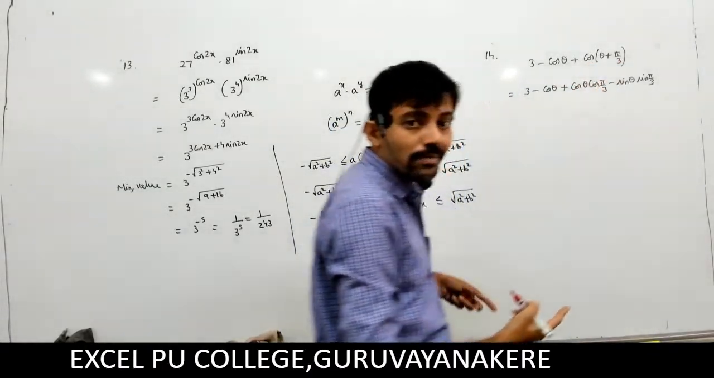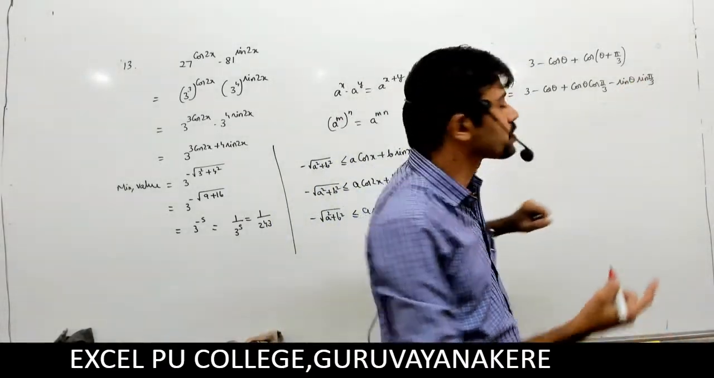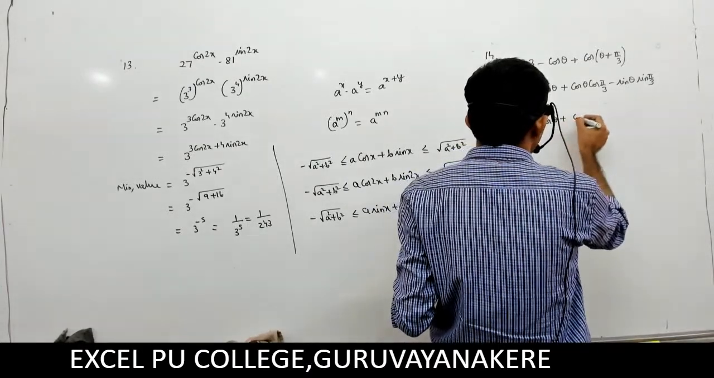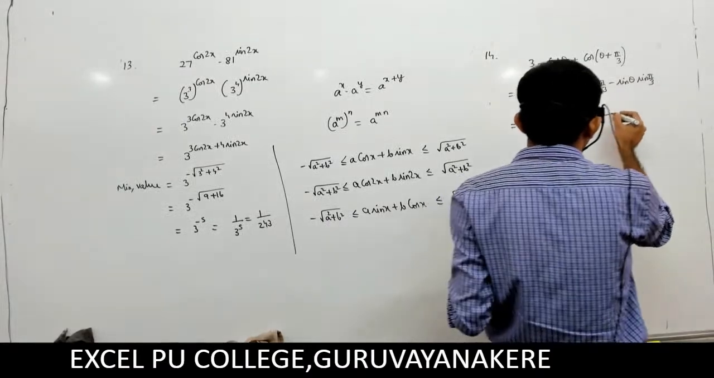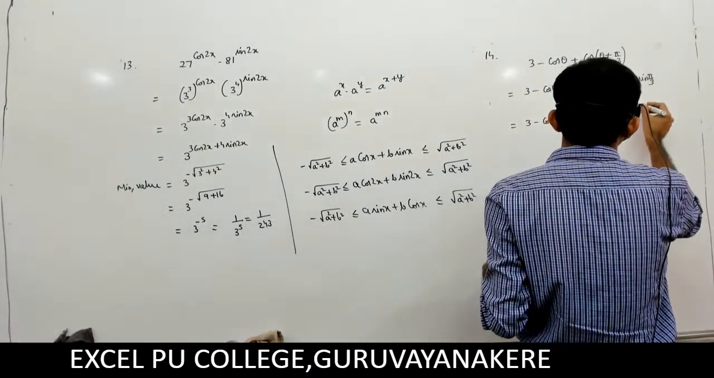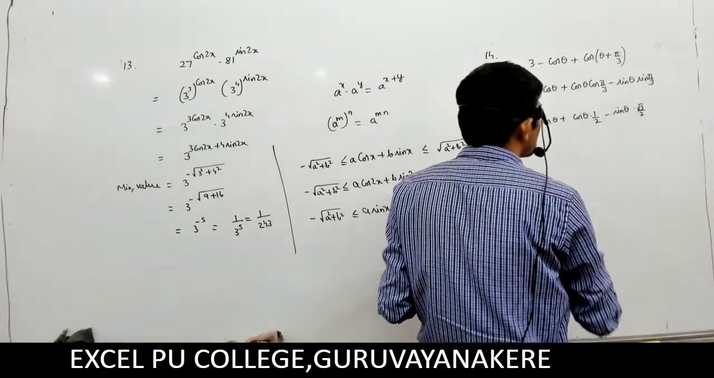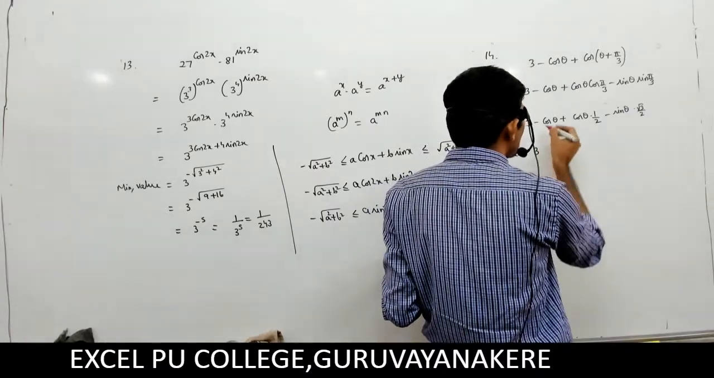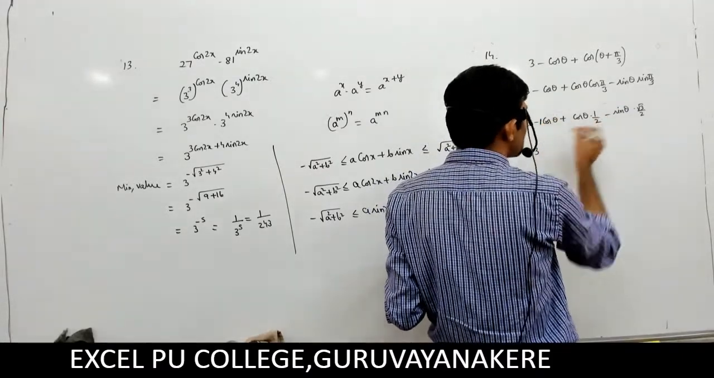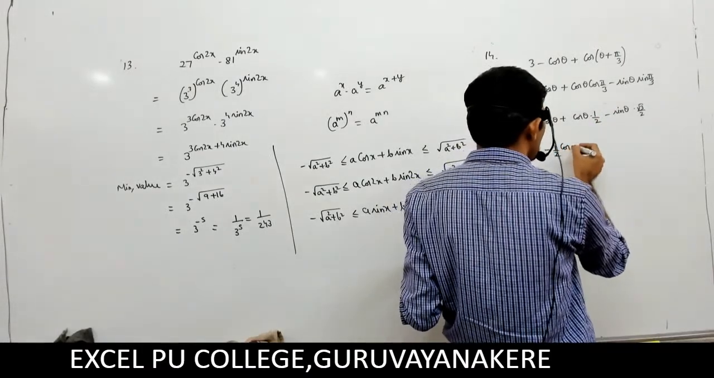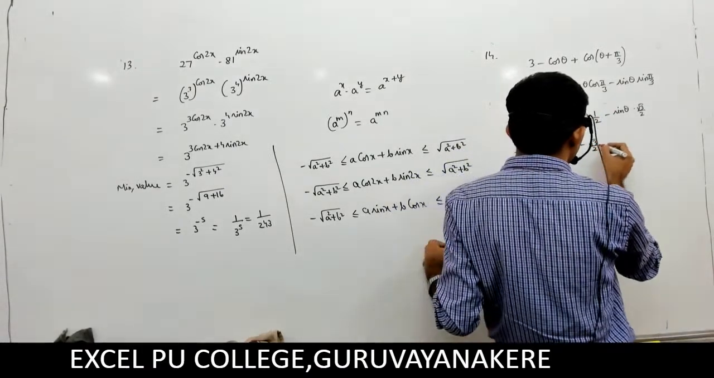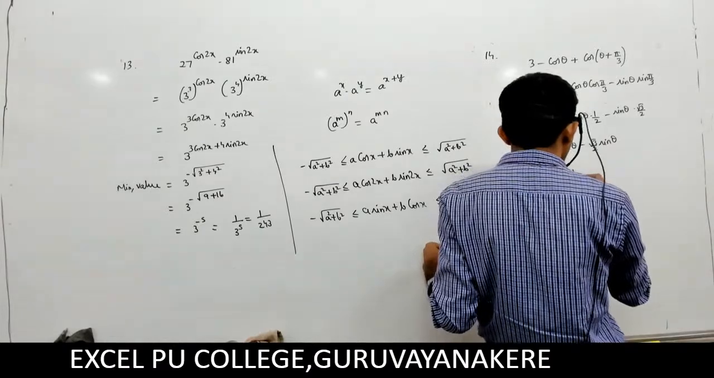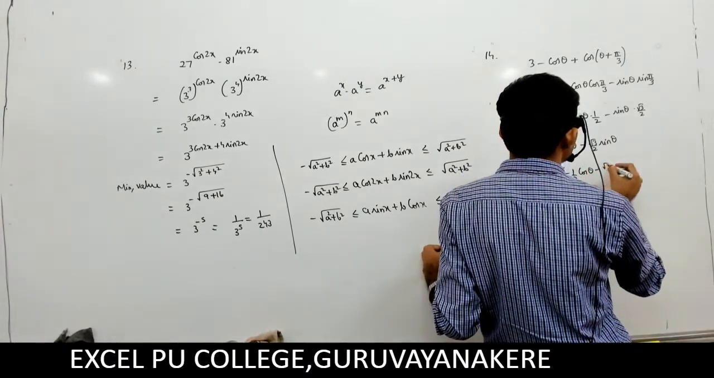Cos pi by 3 is 1 by 2. Sin pi by 3 is root 3 by 2. So 3 minus cos theta plus cos theta into cos pi by 3, which is 1 by 2, minus sin theta into sin pi by 3, which is root 3 by 2. Substitute the values of sin pi by 3 and cos pi by 3. This is 3, minus cos theta is minus 1 cos theta, minus 1 plus half is minus half cos theta, and this is minus root 3 by 2 sin theta. So this is 3 plus minus half cos theta minus root 3 by 2 sin theta.